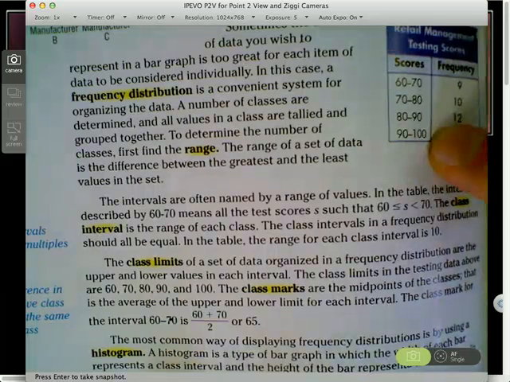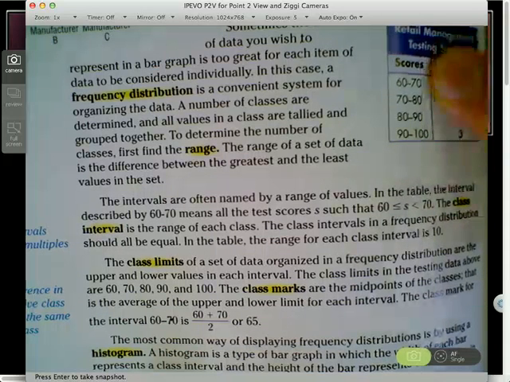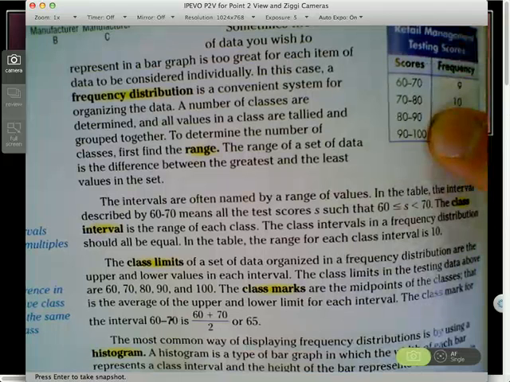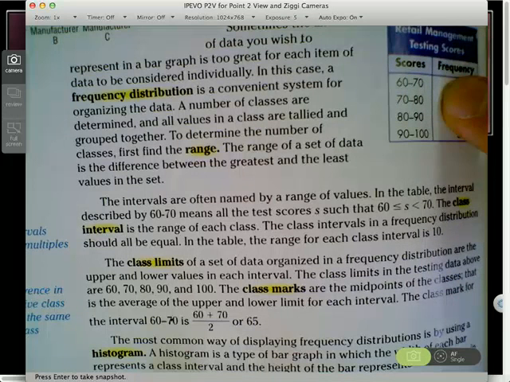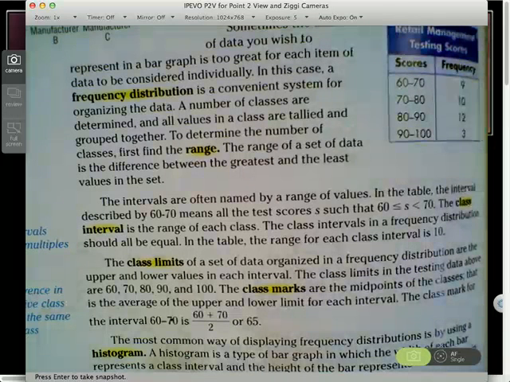Actually, that's one of the things I want to mention about class intervals. Notice the class interval is the same for all of these. For this to be a proper frequency distribution, I shouldn't have one be 60 to 70 and then another be 70 to 100. I should have increments that are counting by the same amount.